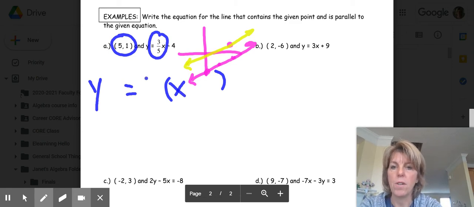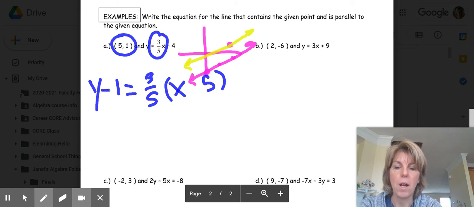And all I have to do is fill in the slope, 3/5, and then take my point, put my x first and my y last. I'm sorry, my x last and my y first, other way around. So to flip their spots, the y goes first and the 5 goes last. And I have to change their signs. They were both positive, so they're now both going to be negative. So I write it in point slope form, because if I know slope and I know point, I can write point slope form.